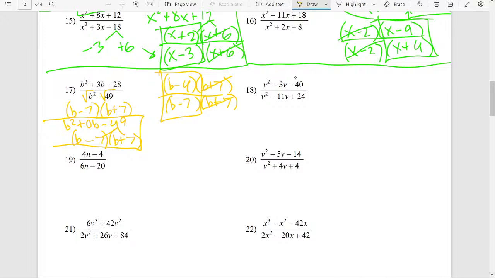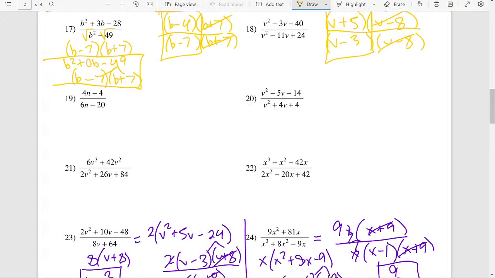All right. So 40. 4 and 10? No. 5 and 8? Yes. And again, if you don't think of the factors right off the bat, that's okay. Just list them all out and add or subtract each and every one until you find the answer. It takes a little bit of practice to just think of the factors right off the bat. V minus 3 and V minus 8. Cancel, cancel. There's the answer. All right.